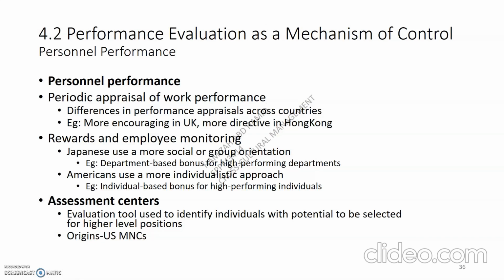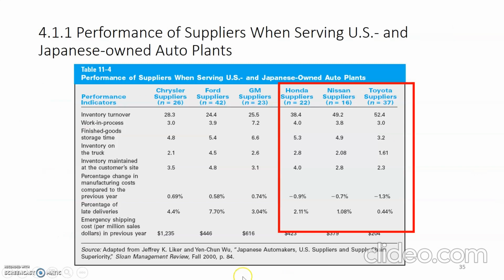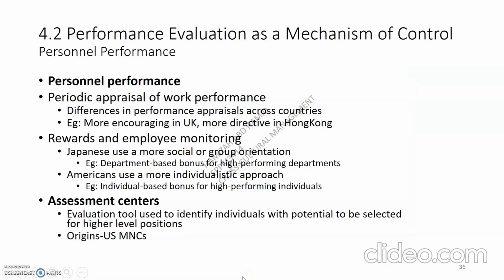Performance evaluation as a mechanism of control. You can also focus on personnel performance. If your machinery is good and your robots are good, but your employees are not doing well, this means the firm is not doing so well. This is called employee or personnel performance. This is a periodic appraisal of work performance. You have differences in performance appraisal, in how you test performance in other countries.